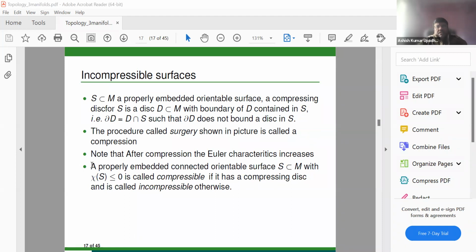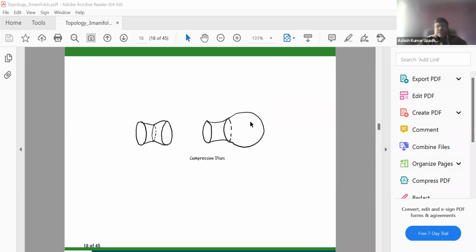Further, consider a properly embedded connected orientable surface in a 3-manifold with Euler characteristic less than or equal to 0. Less than or equal to 0 means I am talking about surfaces of genus greater than or equal to 1. It will be called compressible if it has a compressing disk, and otherwise it will be called an incompressible surface. Okay, the two terminologies. If it has a compressing disk, it is compressible, otherwise it is incompressible.